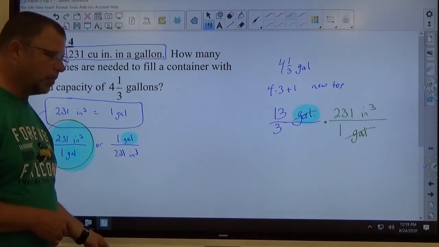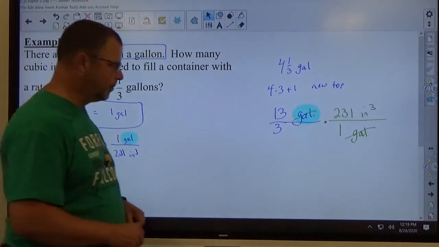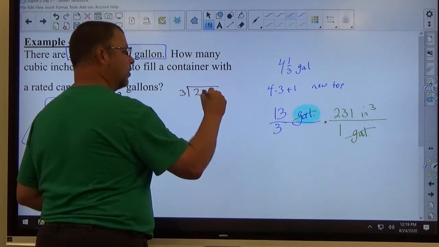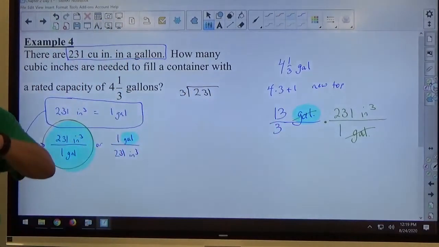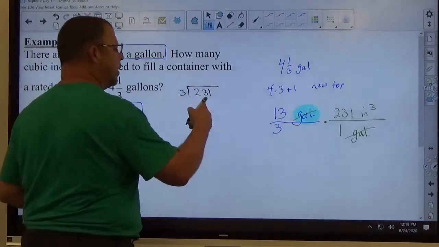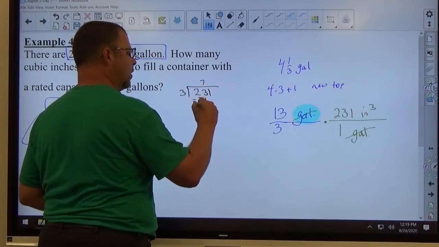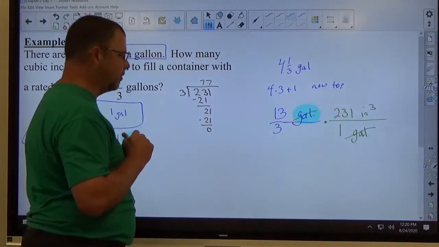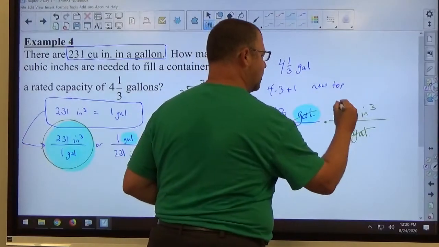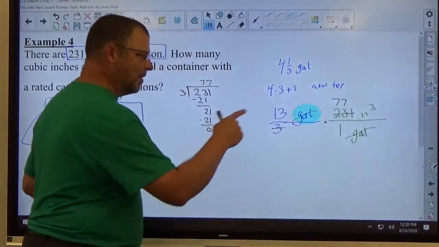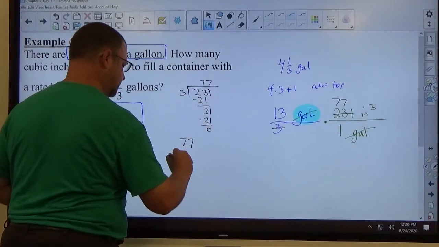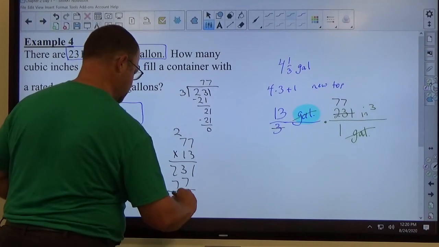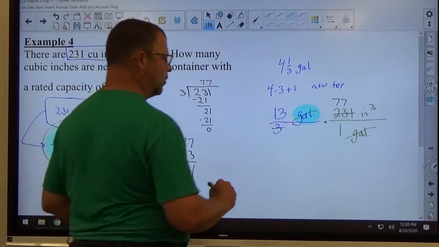Before I multiply these numbers, I would like to see if they could possibly reduce. If I go 3 into 231, because 3 is the only number that divides 3, right? It's only that 3 on the bottom has the ability to reduce anything. 3 goes into 23 7 times, and 3 goes into 21 7 times, and it divides evenly, right? So 3 goes into 231 77 times. So I get 77 times 13. Comes up to 1,001.